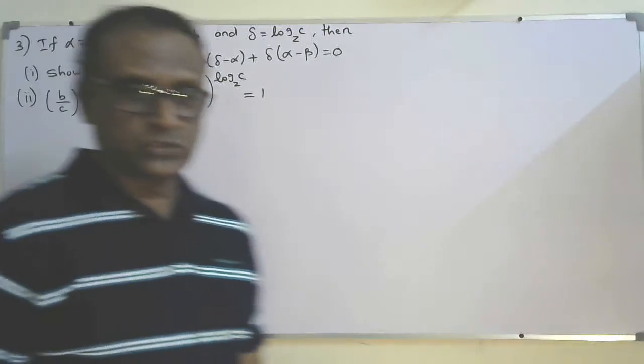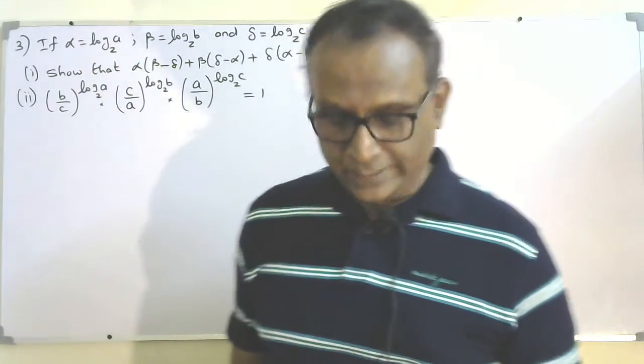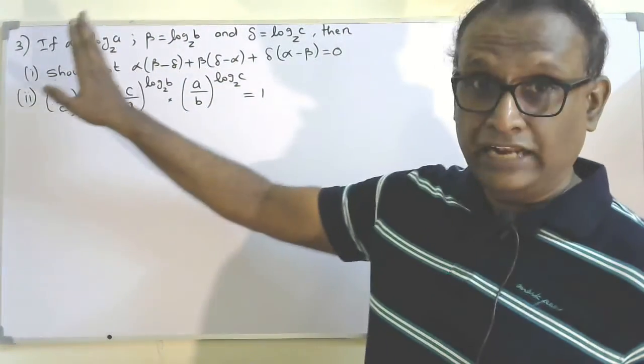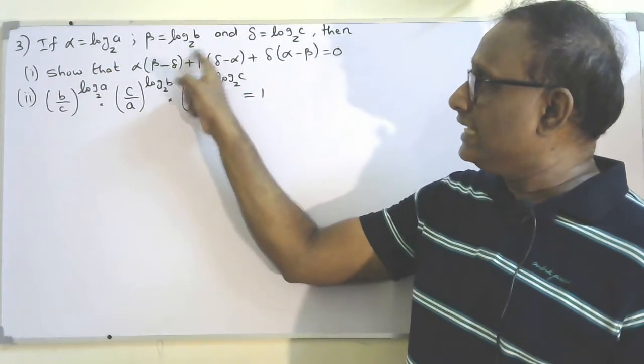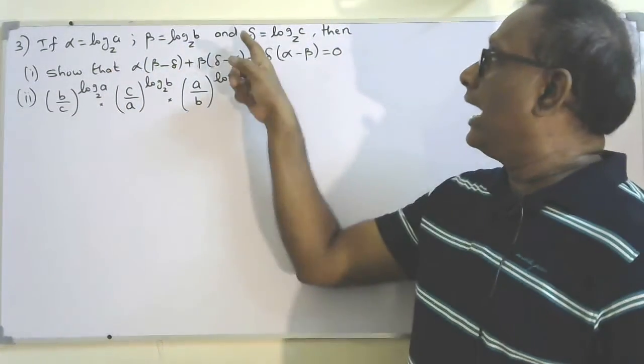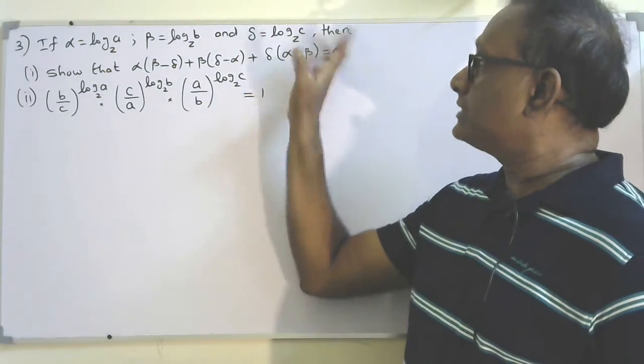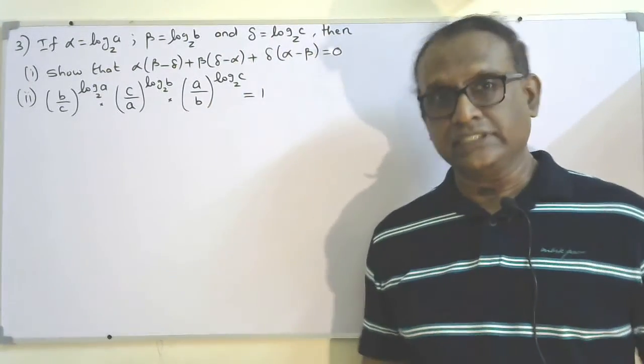If you start and proceed with that, you will get the answer. Okay, this is the third question. It looks a bit complicated. They are saying alpha equal log z of A, beta equal log z of B, the base is z, and delta equal log z of C.